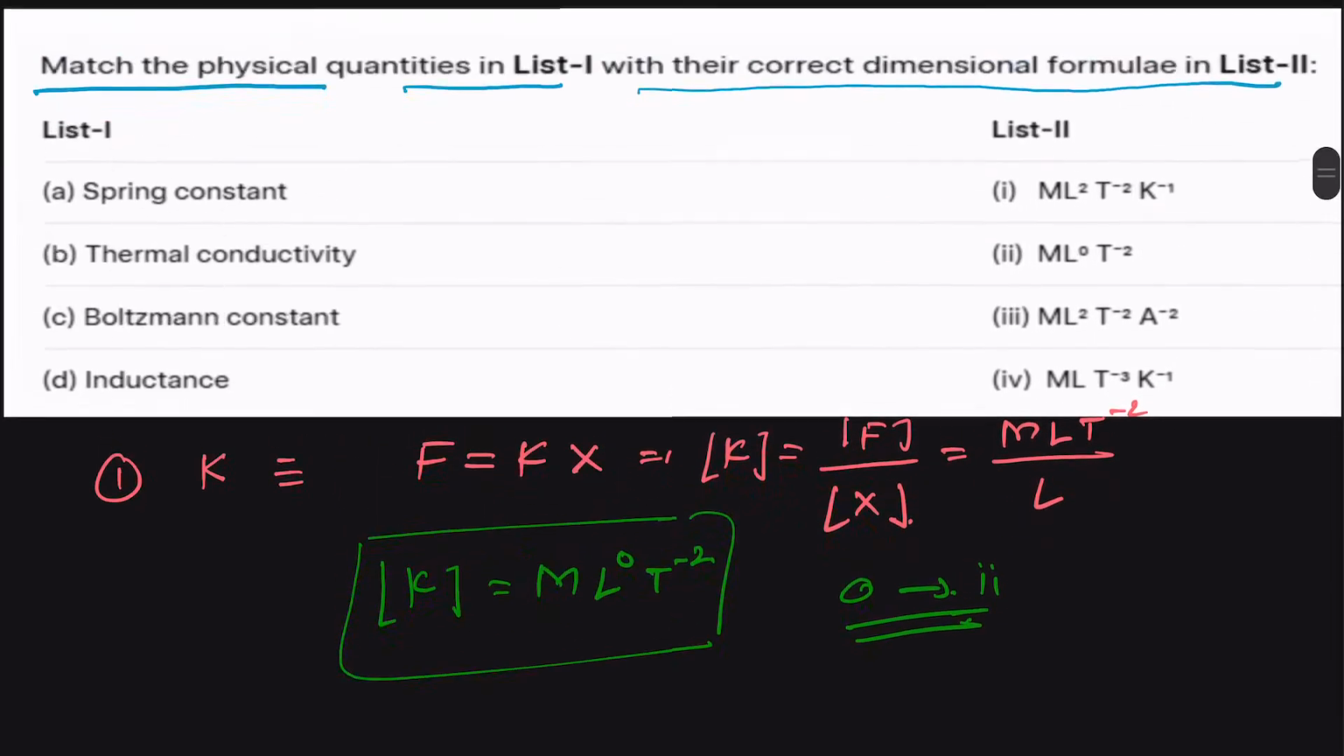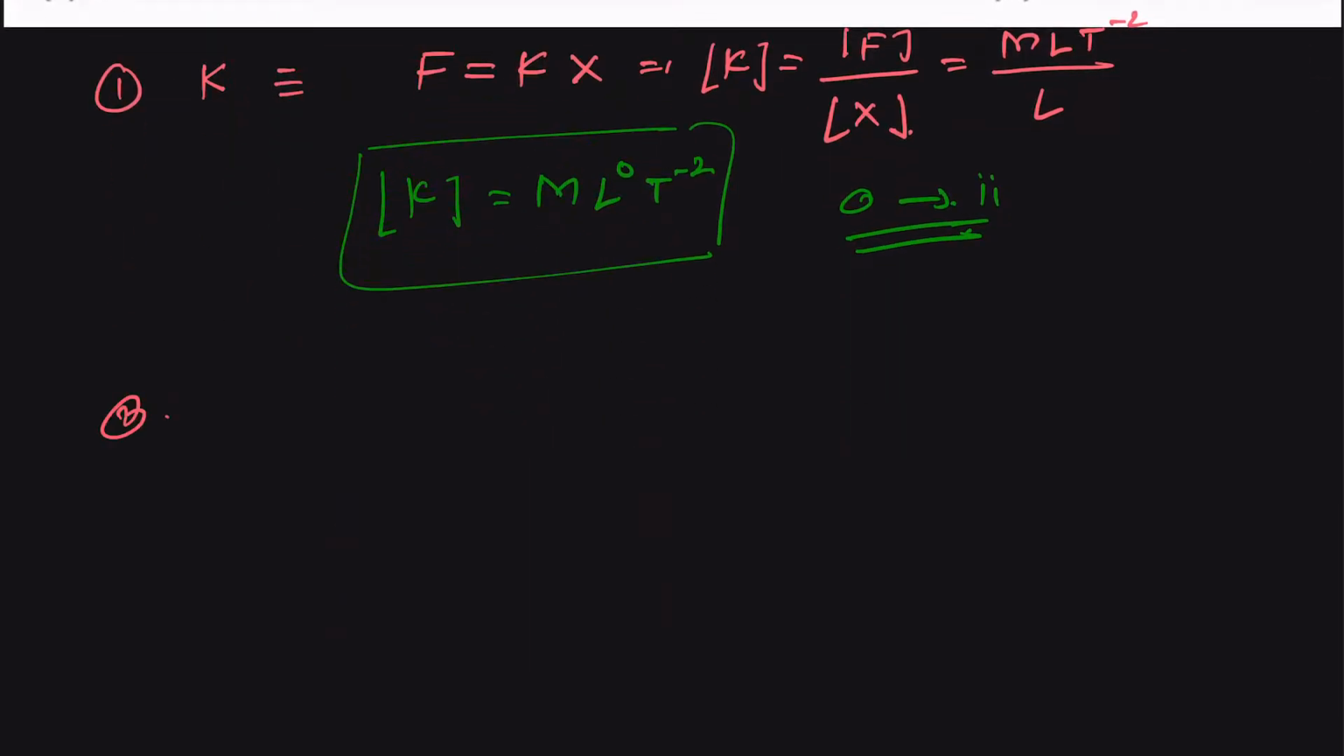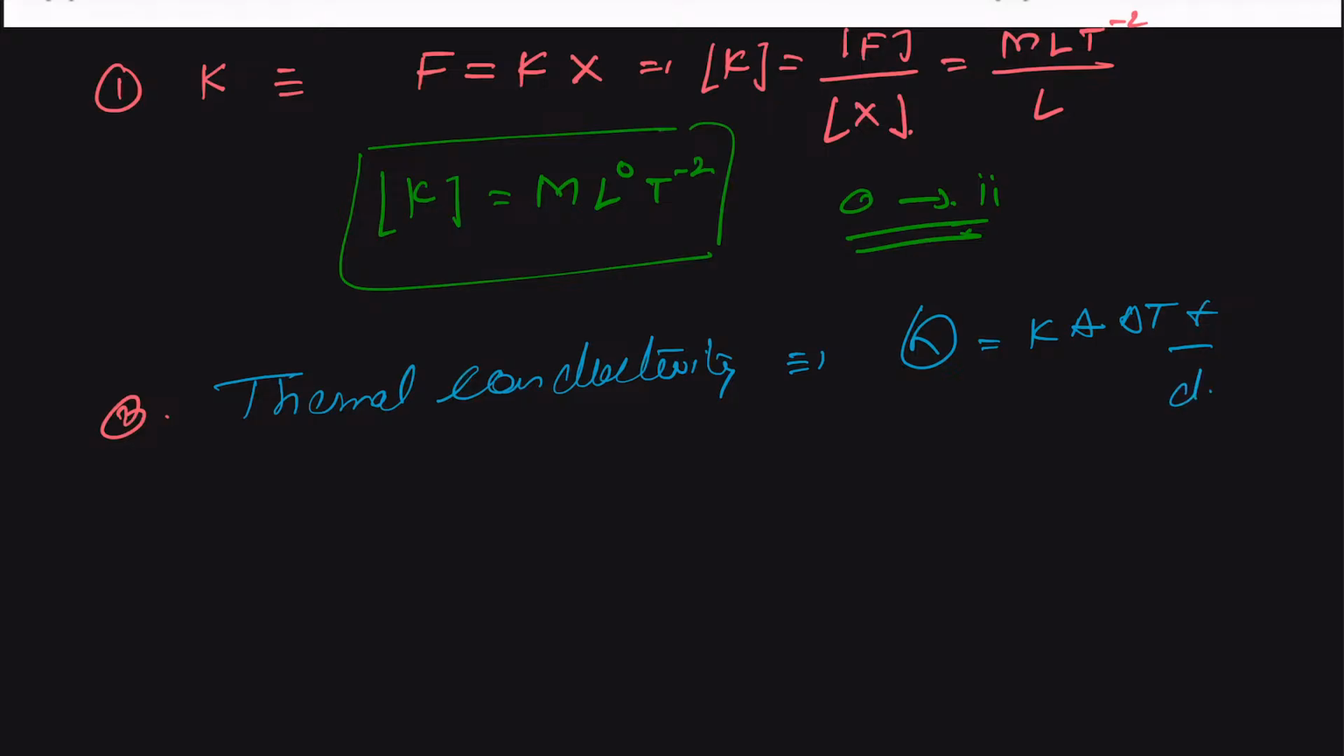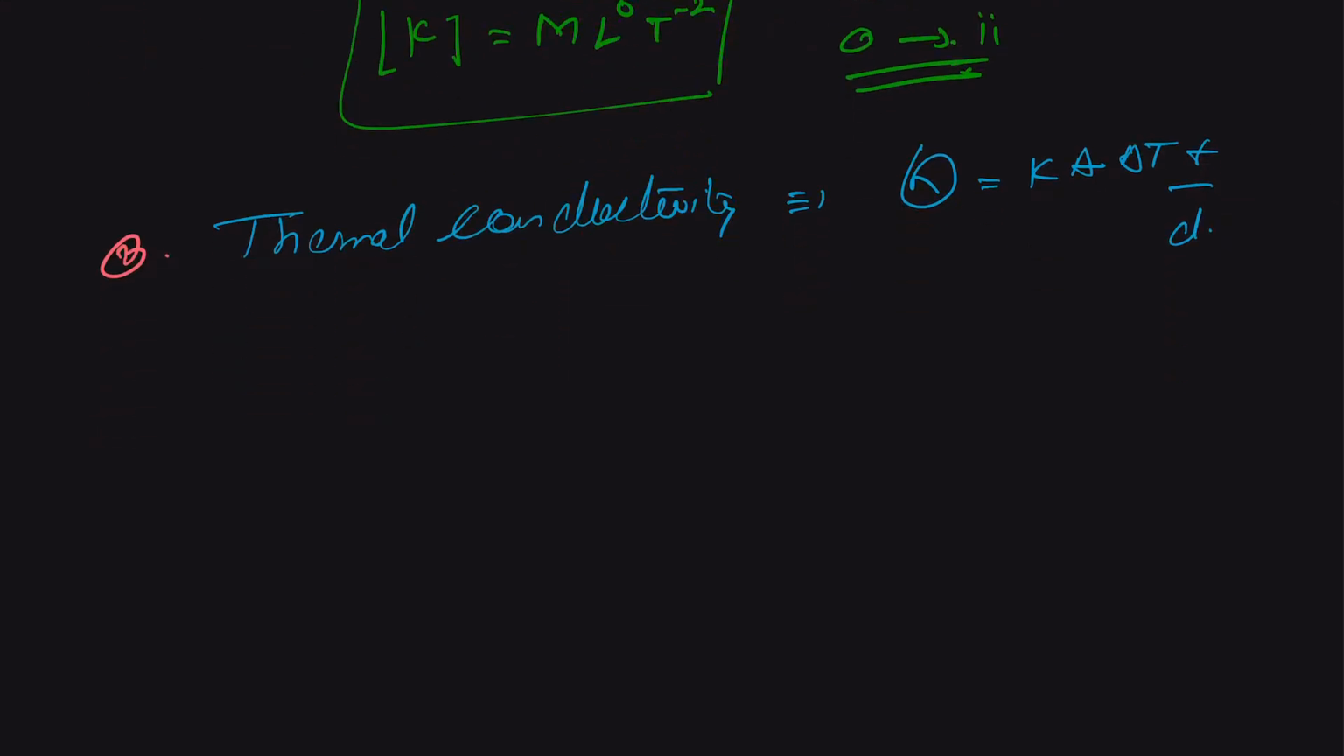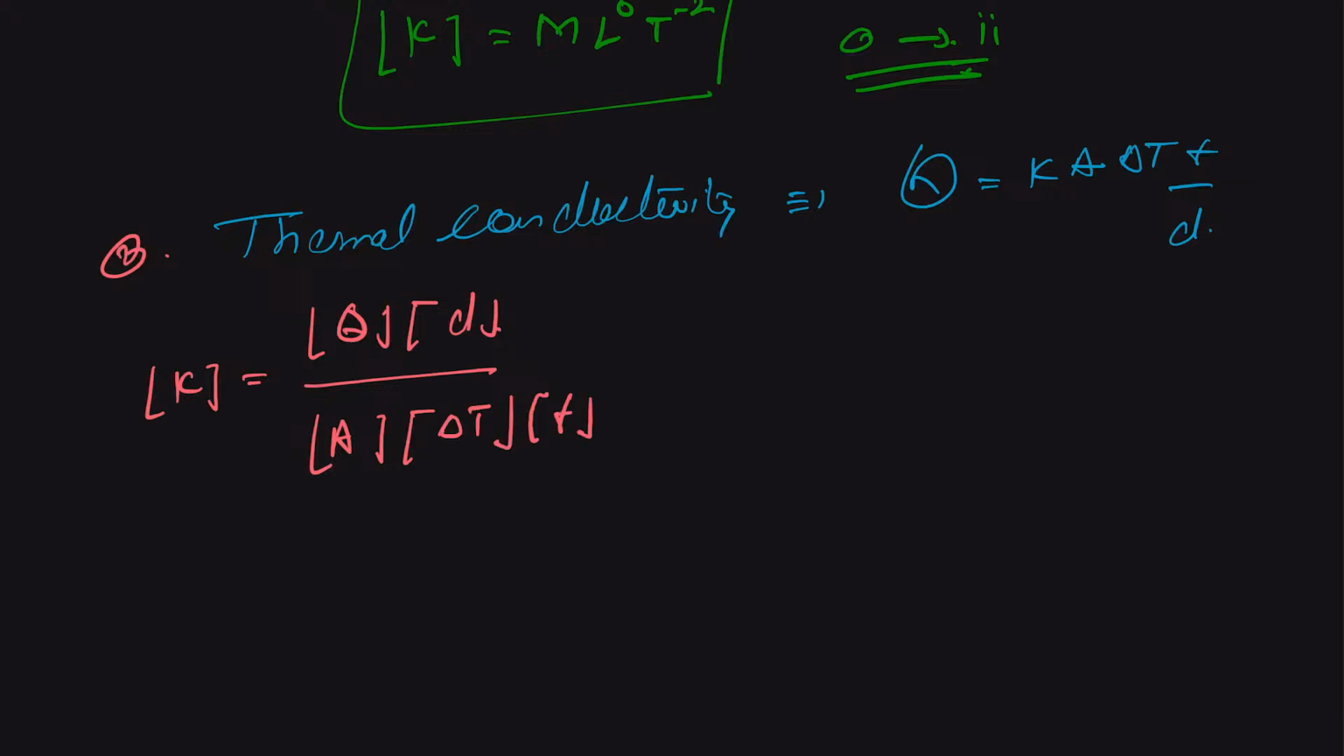Now we come to our thermal conductivity. For thermal conductivity we can use the formula that Q is equal to K times A times delta T upon D, where thermal conductivity is represented by K. Therefore we can write that our K will be equal to Q multiplied by D, upon A delta T and t. So we simply substitute.